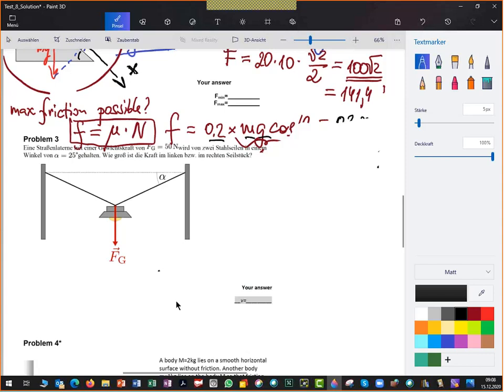Let me translate. A street lamp weighing 50 Newton, which is its weight, will be supported by 2 steel ropes that have an angle alpha equal to 25 degrees with respect to the horizontal plane. How big is the tension in the left and in the right rope?